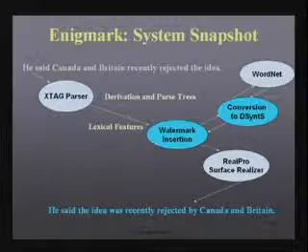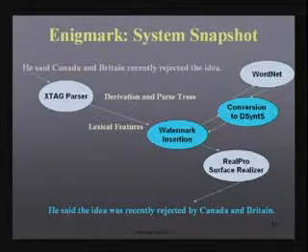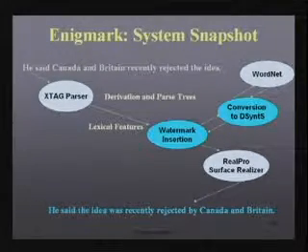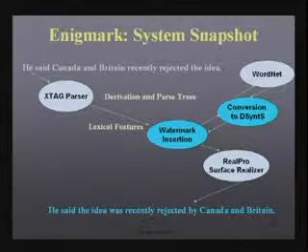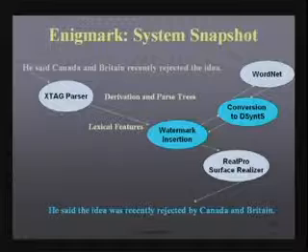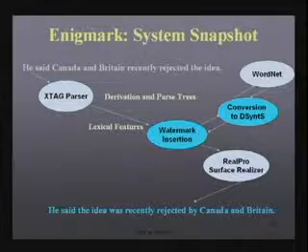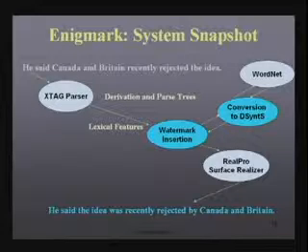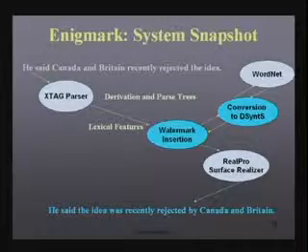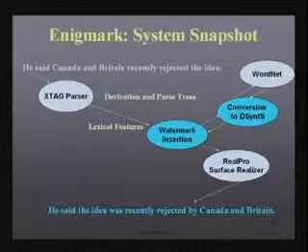This is a very small snapshot to show you a little more detail. This is a system that we have built. It uses the XTAG parser, an outside resource, WordNet, and RealPro for generation, and the middle components are the ones that we have developed. Given this sentence at the top, he said Canada and Britain recently rejected the idea, this system can automatically rewrite it as he said the idea was recently rejected by Canada and Britain.